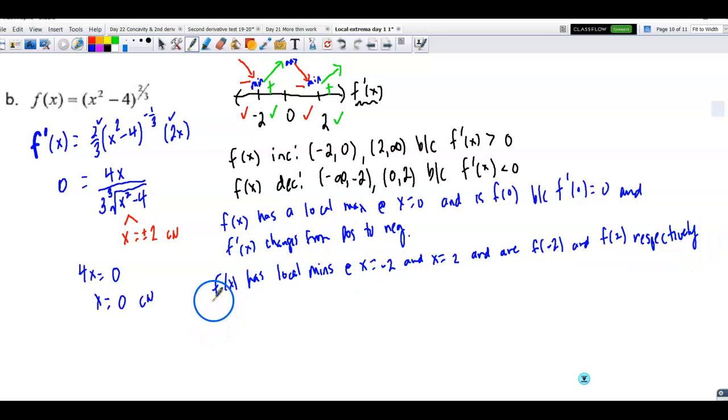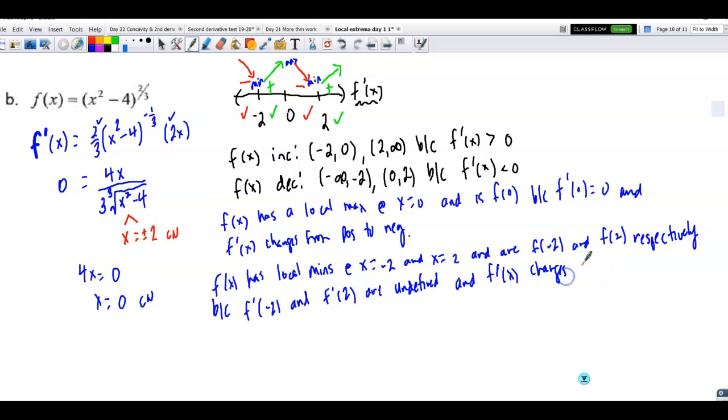And now I'm going to state my reasoning why. Because f prime of negative 2 and f prime of 2 are undefined, and the first derivative, f prime of x, changes from negative to positive at these values.